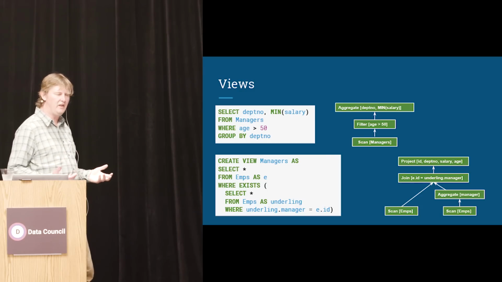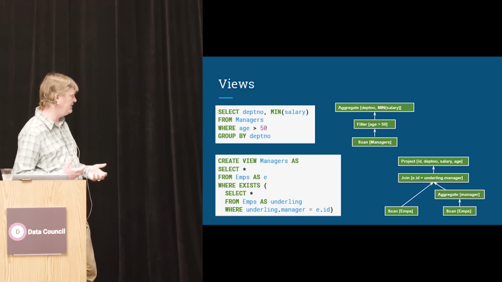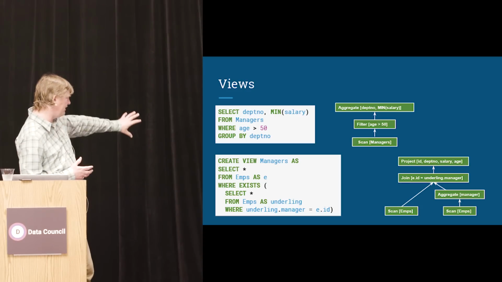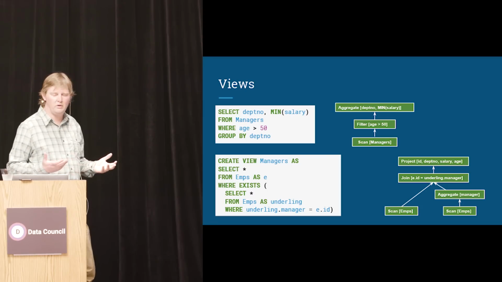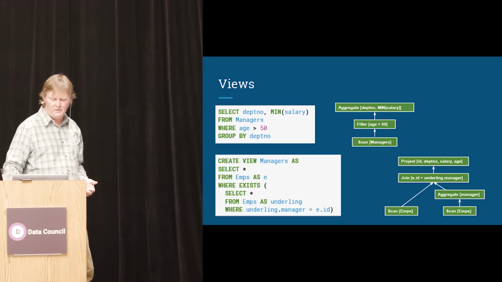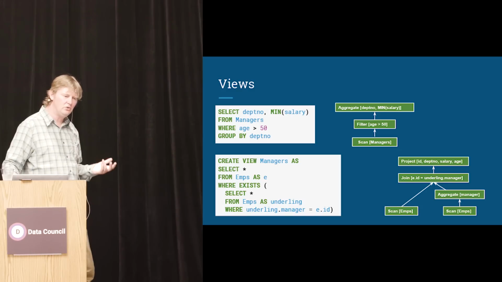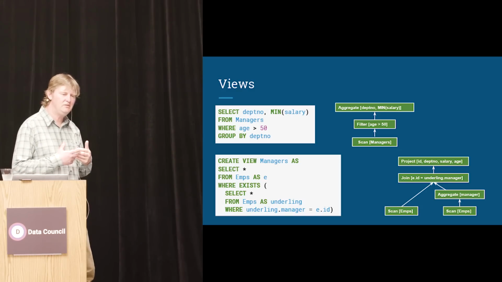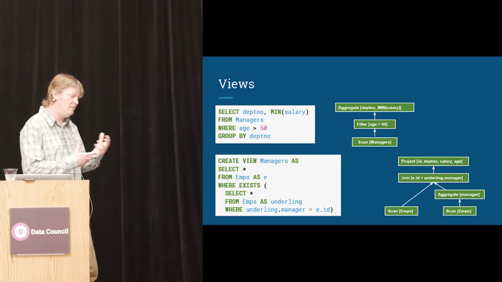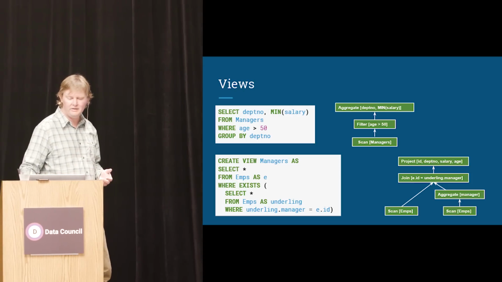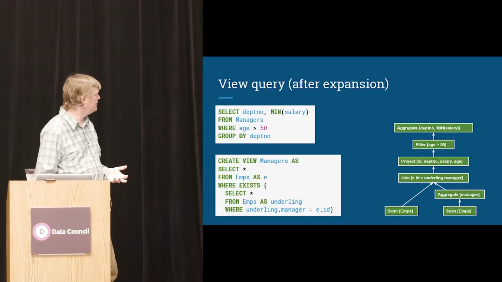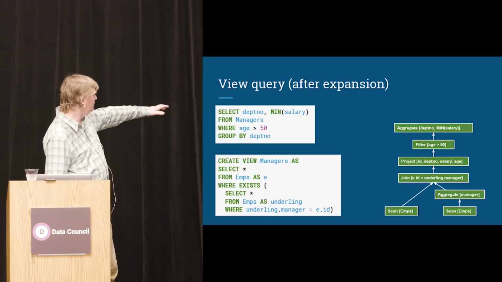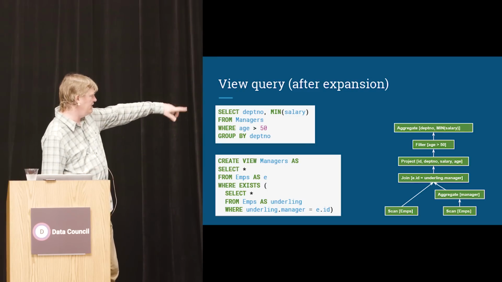And this is a useful thing because it allows you to hide the complexity of your application. You don't have to include that query every time you want to do a query on managers. It doesn't cause any data to be stored. All of the magic happens at prepare time in the query, but it makes your application simpler. So after expansion, we've now got a project that's reading from a join.